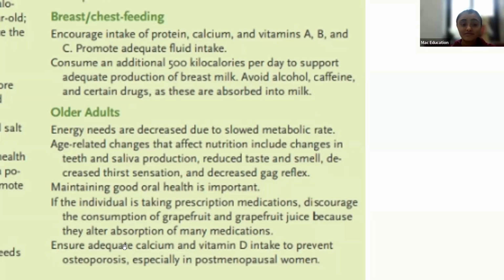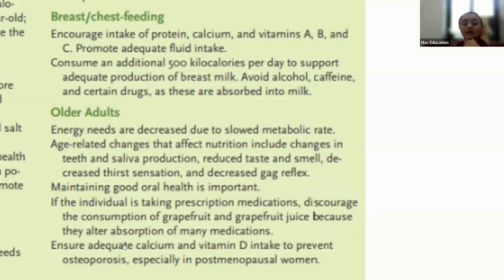Avoid alcohol, caffeine and certain drugs as these are absorbed into milk. We have to advise the mother that she must avoid alcohol, caffeine and some kinds of drugs, because these components can get mixed into the breast milk and can travel to the infant. So we have to advise the female to avoid alcohol, caffeine and certain drugs.